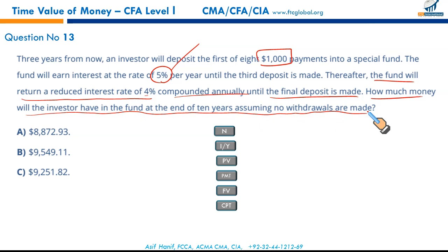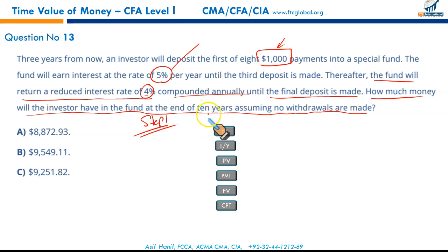Firstly, there will be 3 payments invested at the rate of 5%. Each payment is $1,000. And then subsequent to these 3 payments, there will be 5 payments of $1,000 each. And for those payments, the interest rate will be 4%. So the question will be done in 2 steps. First is step 1.